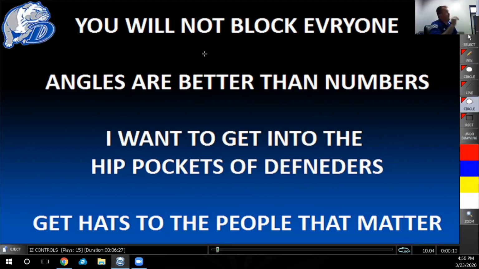Understanding that. The other thing is angles are better than numbers. I don't care if you have 5-on-5. If you have really terrible angles, you're not going to move the line of scrimmage. You're not going to create displacement, and the plays will be dead in the water.